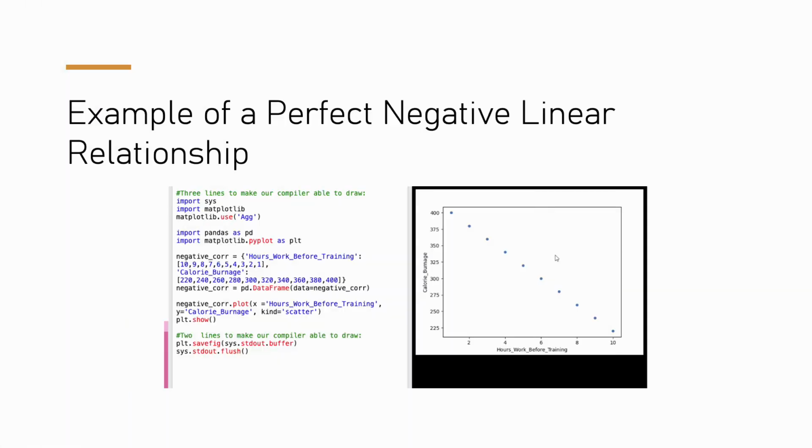The following is a Python code used to create a perfect negative linear relationship. When one variable increases while the other drops, and vice versa, they are inversely connected. For example, as the hours worked before training increase, the calories burned decrease. As a result, a negative correlation. -1 indicates a perfect negative correlation.